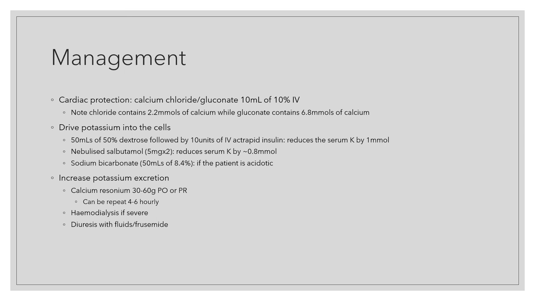Hemodialysis is a definitive treatment of hyperkalemia, and in a patient who has severe hyperkalemia, it should be considered. Finally, diuresis with furosemide, as well as giving IV fluids to promote diuresis, will also decrease the serum potassium level.